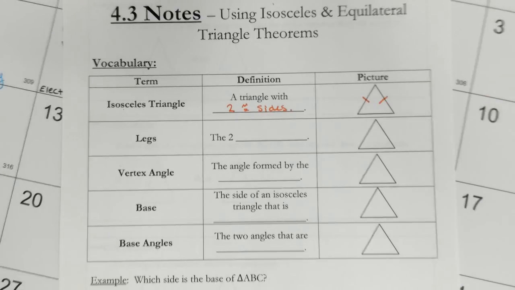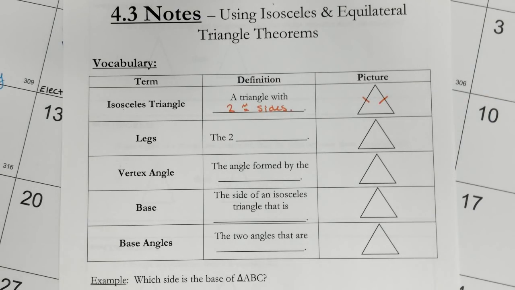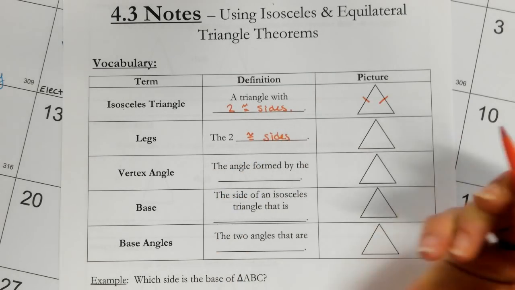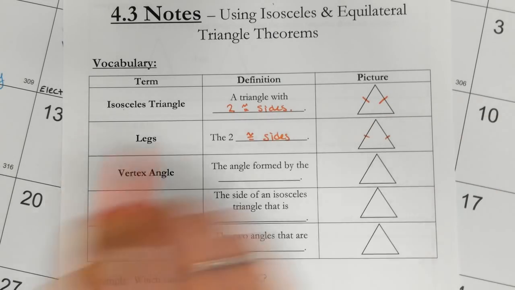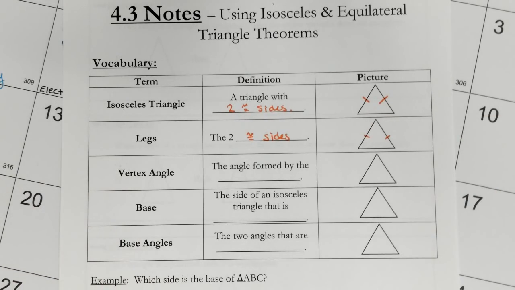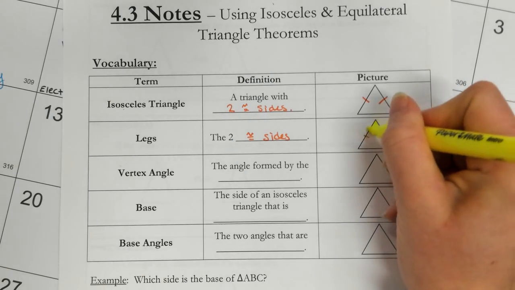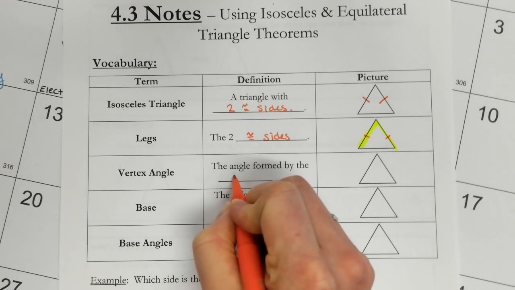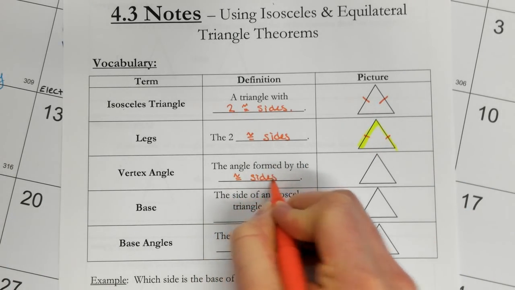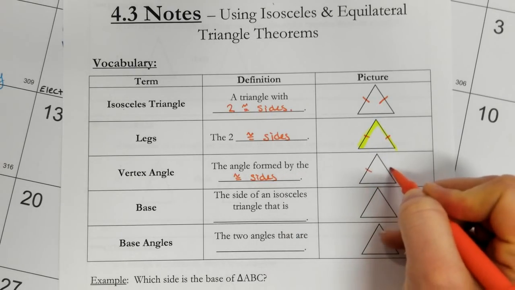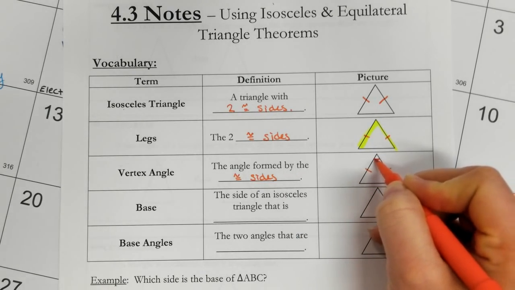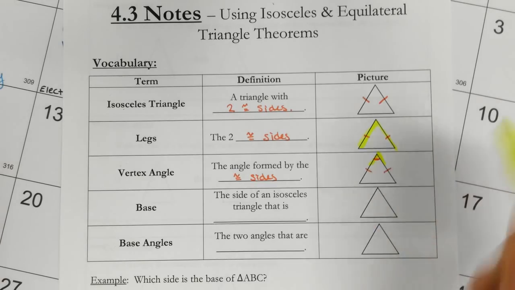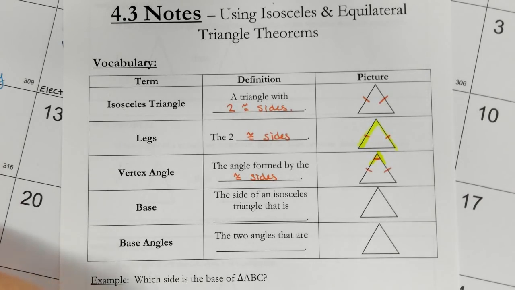So that is going to be our picture. We have two congruent sides. The legs are the two congruent sides. So those are going to be, let me get out a highlighter here, these right here. The vertex angle is formed by the congruent sides. Here's my two congruent sides, so this is going to be my vertex angle. So it's the angle up at the top in this picture.